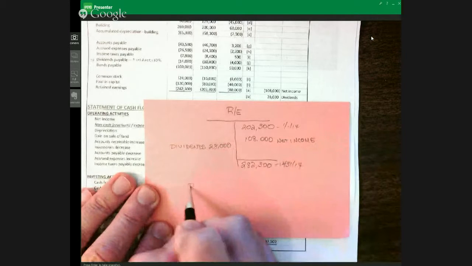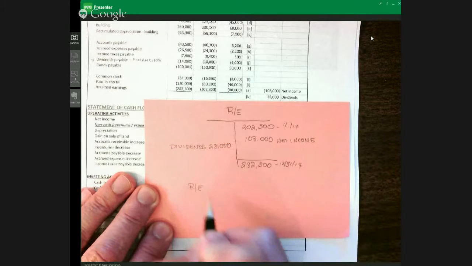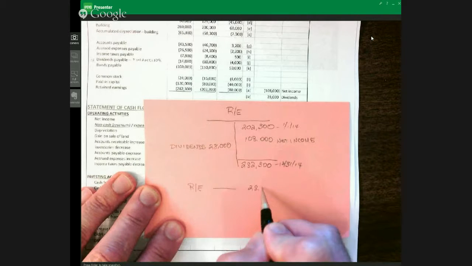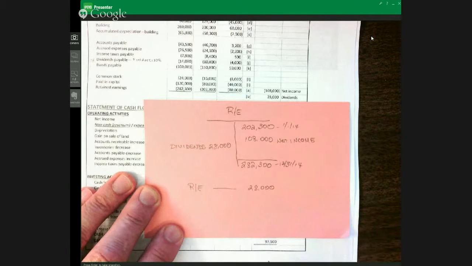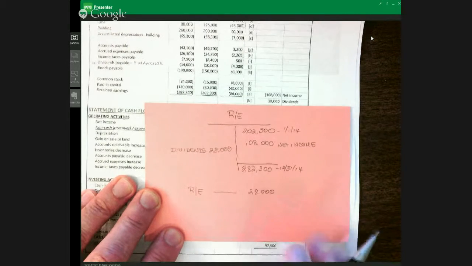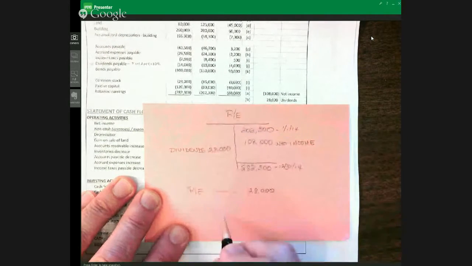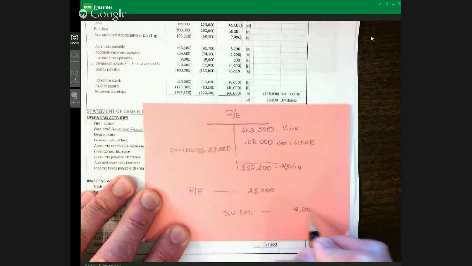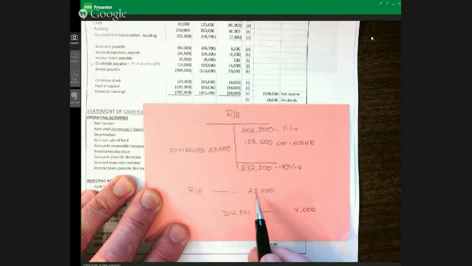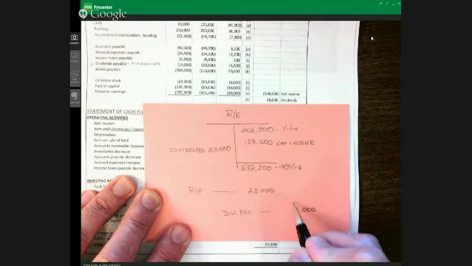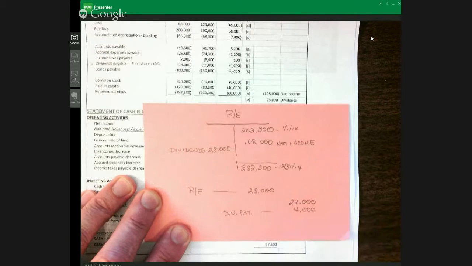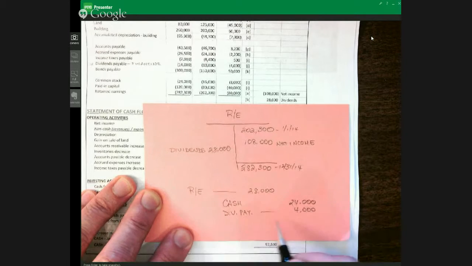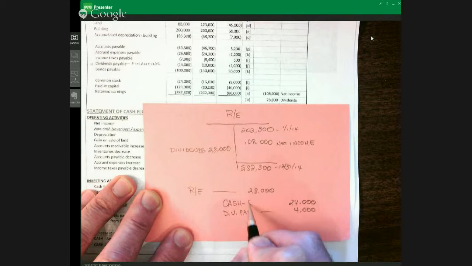Okay, so let's make a journal entry to record the declaration of dividends. We know the retained earnings must have been reduced by $28,000. And from the change in dividends payable, we had an increase of $4,000. Well, a debit of 28,000 and a credit of 4,000, that difference is $24,000. That must have been the amount of cash that this company paid for dividends.